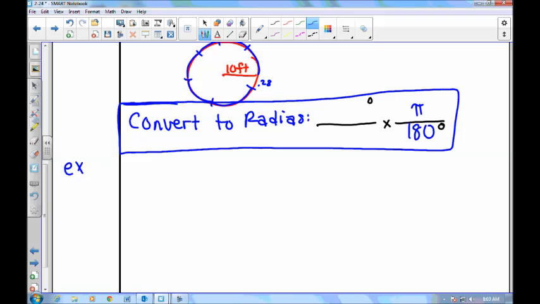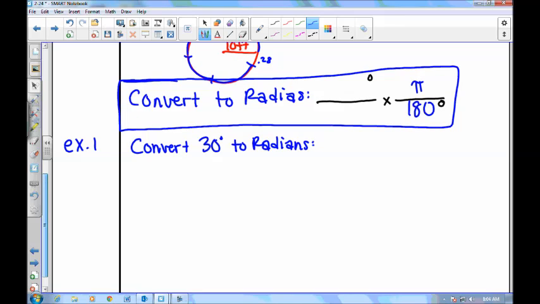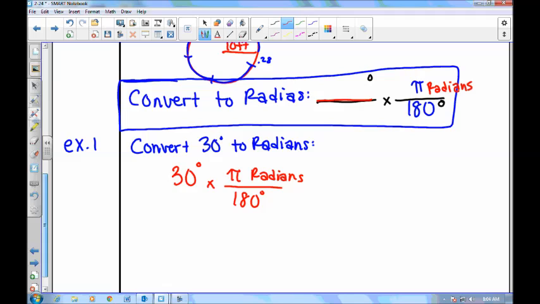And then we'll try an example. Example 1. The first degree we have on our unit circle that we don't have a radian for yet is 30 degrees. So for example 1, we're going to practice converting 30 degrees to radians. This blank is where we plug in 30 degrees. And this pi, by the way, the unit is radians. So we're given 30 degrees, and we plug that in. And we times that by pi radians over 180 degrees. It's very important to make sure you have a degree on the top and a degree on the bottom so that they will cancel. Any questions on how I plugged in?